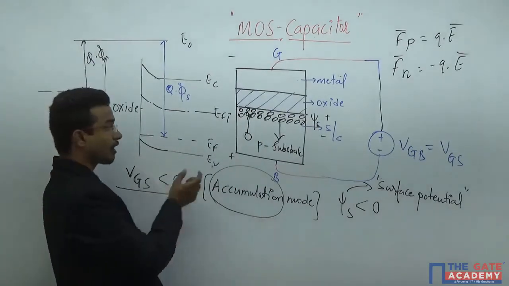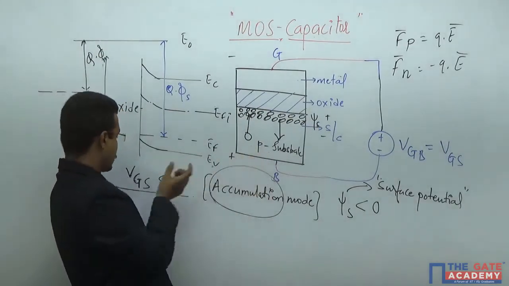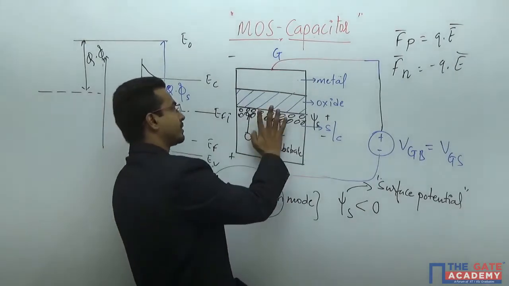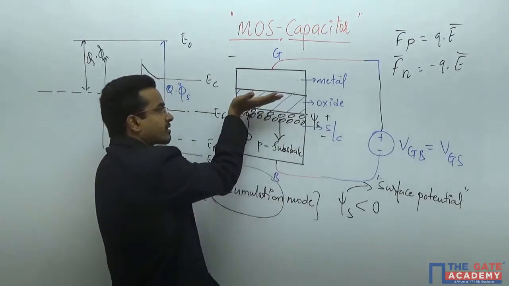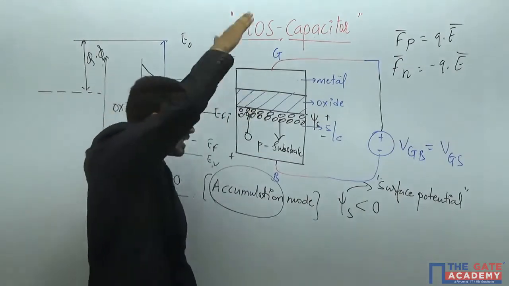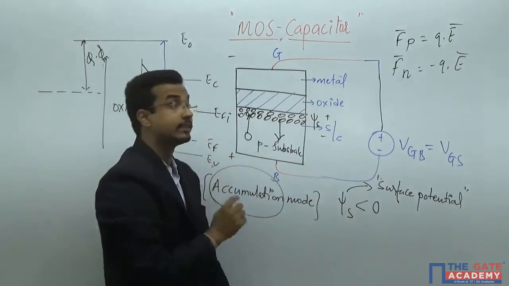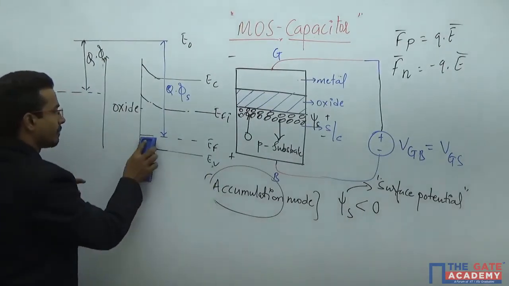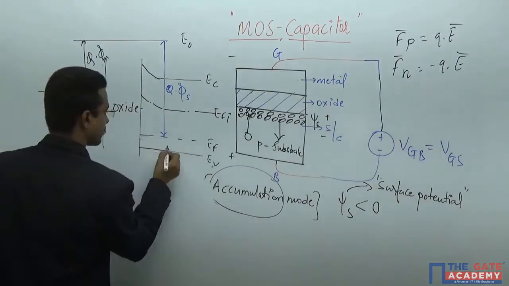Whenever VGS for a P-type substrate is less than 0, the electric field direction will be this. Holes get attracted towards the surface and electrons get repelled down from the surface. This is the reason. In the second case, again I will come to the flat band position.